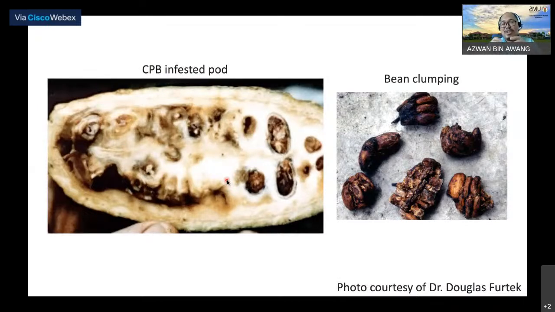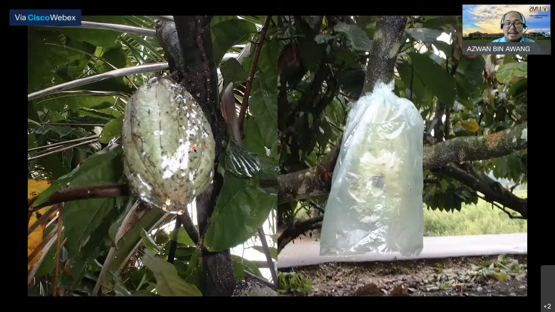Importantly, the beans of cocoa will become clumped and have low cocoa butter content, and of course the flavor as well. So this will reduce the price of cocoa. So it's very devastating. If we don't control it, it can wipe out the whole farm.